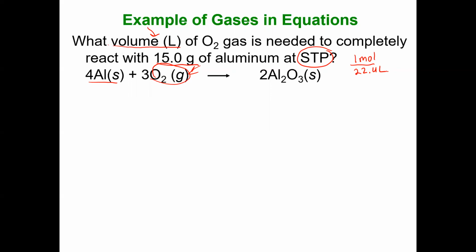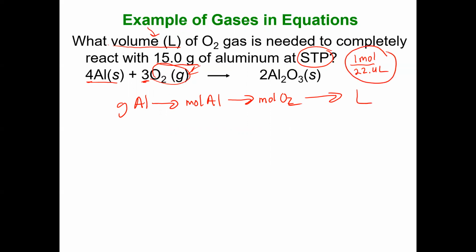So I have the first condition for stoichiometry, a balanced chemical equation. I can then convert my grams of aluminum to moles of aluminum using molar mass. I can convert my moles of aluminum to moles of oxygen using my mole ratio in my balanced chemical equation. And lastly, using molar volume that we derive from Avogadro's law, I can convert moles of O2 easily to liters using molar volume at STP.